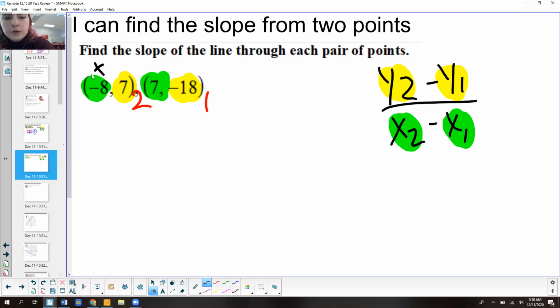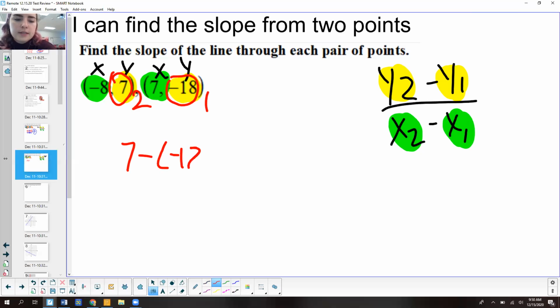All right, remember these points are written in x comma y format. So we're going to take y2. I'm looking at the y value from point number 2, so that's 7, minus y1. Well, 7 minus a negative 18, divided by x2. So I'm going to go to my x value on my second point, so -8 minus x1, so -7.